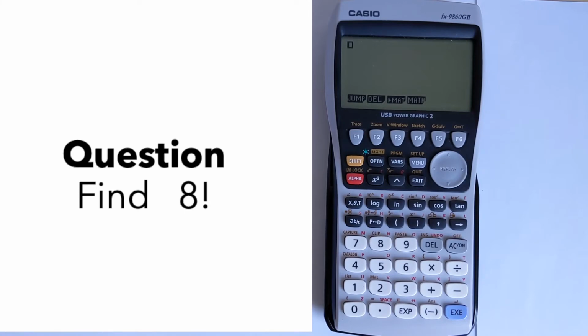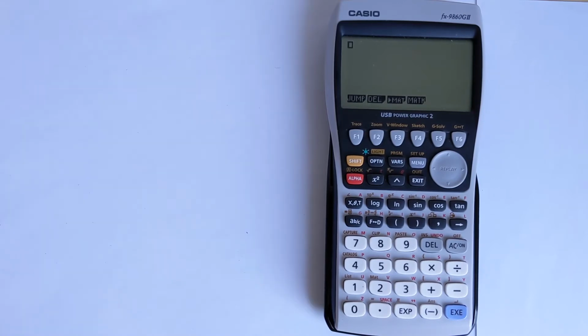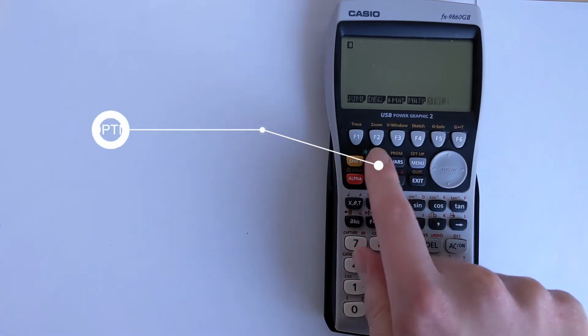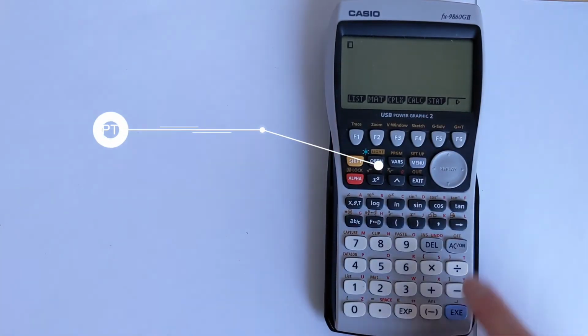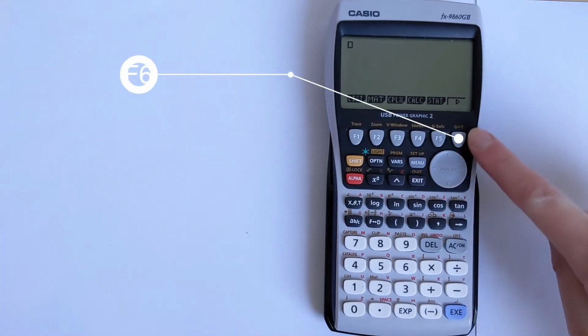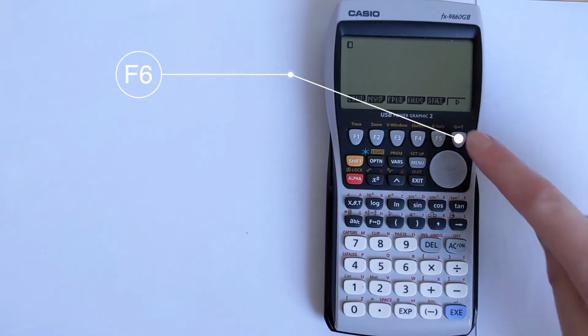Let's find what 8 factorial is. So the first step is to find the option menu. There's a button here that says option. If you press that, you'll get various different functions that the calculator can do. None of these are any use for finding factorial, so we have to press F6, which matches up with this arrow here. That'll give some more options.